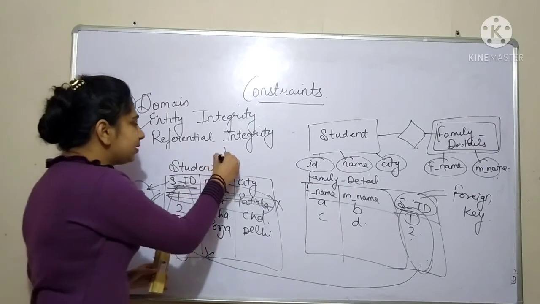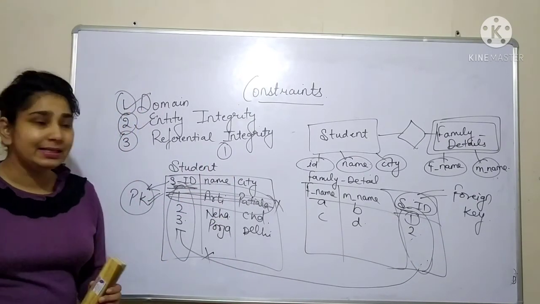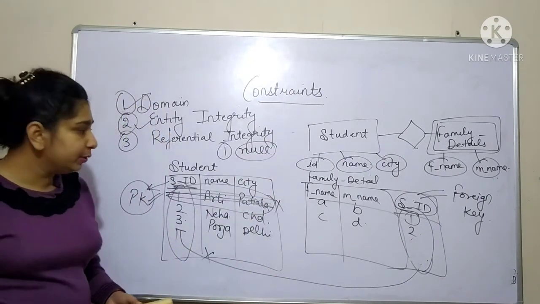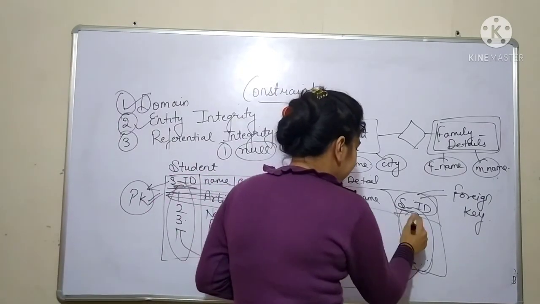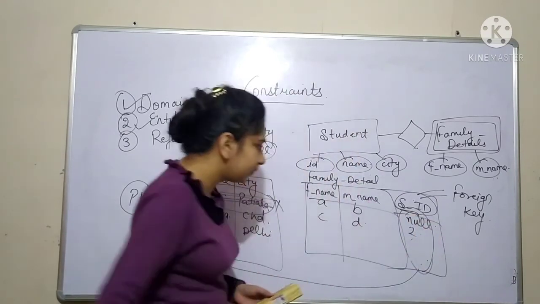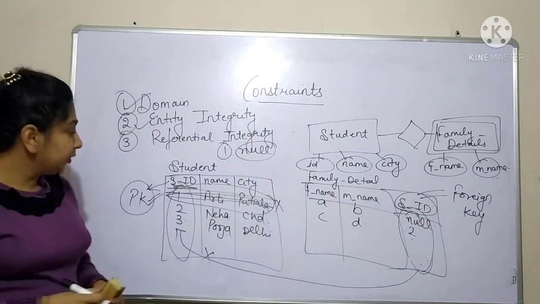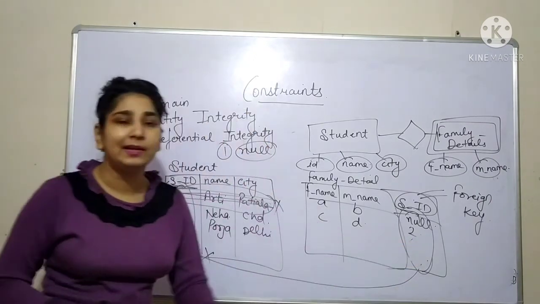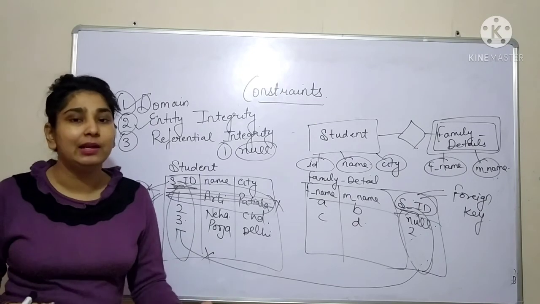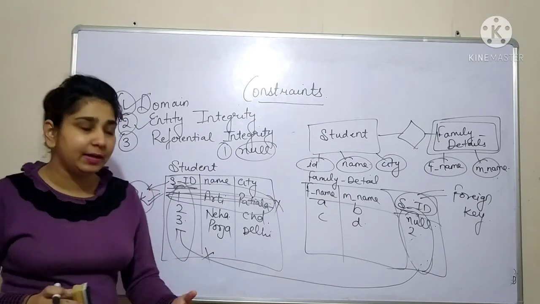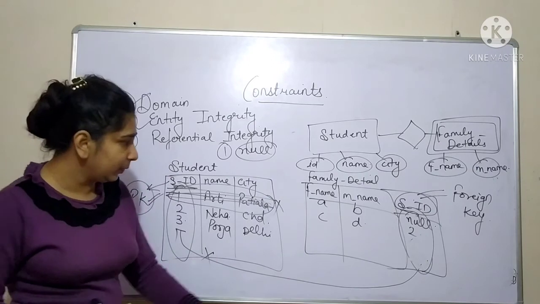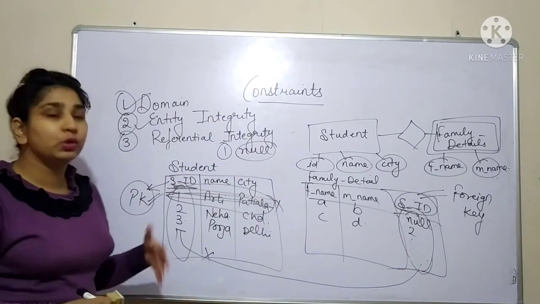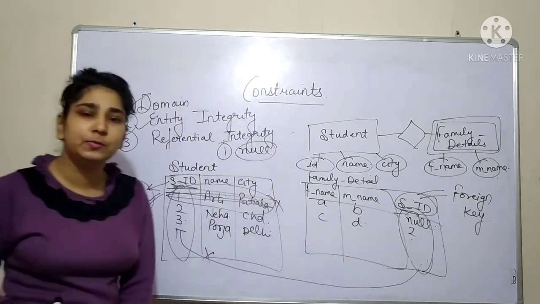The first way to deal with it is you can store null here. Now there is no problem. Your primary key attribute shouldn't be null, but your foreign key attribute can be null. So this is the first way to deal with this problem.